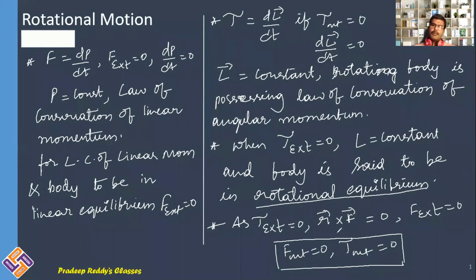So F net is equal to 0, and obviously the body will be in translational equilibrium. Tau net is equal to 0 means that R perpendicular can be equal to 0 or F external can be equal to 0. In such cases, the body is said to be in rotational equilibrium. For such a body, angular momentum is conserved: total angular momentum before rotation is equal to total angular momentum after rotation. You can use the law of conservation of angular momentum to solve basic model problems in rotational motion.